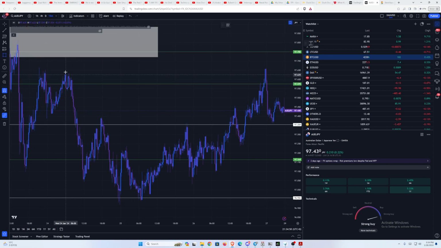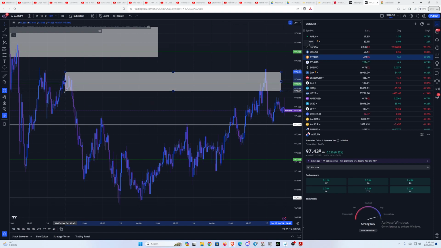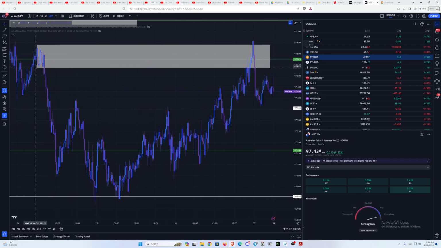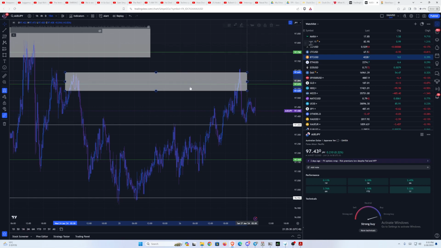So how do we draw it? We go to the highest wick of it, and then the second highest, the second wick's bottom area. So that's where we are going to put the square there. Once we do that, put it properly.